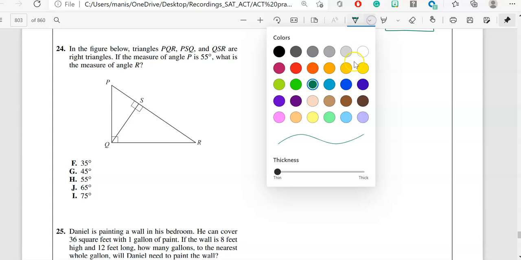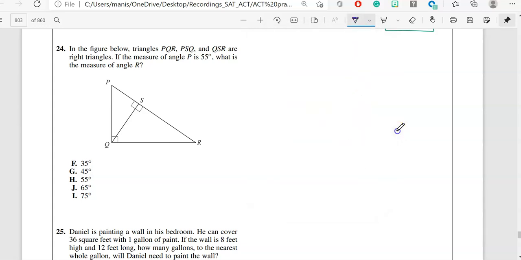Now let's look at question number 24. In the figure below, triangles PQR. So this is your triangle PQR. Always pay attention to the letter which is in the middle. The question is talking about those letters over here. In the figure below, triangle PQR, PSQ, and QSR are right triangles. So this means this is my 90 degree over here. This is my 90 degree angle. What is the measure of angle R? Now the question is asking us, what is the measure of angle R over here?